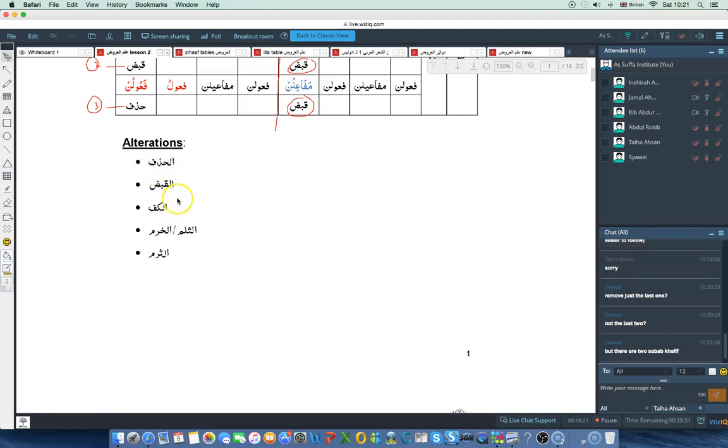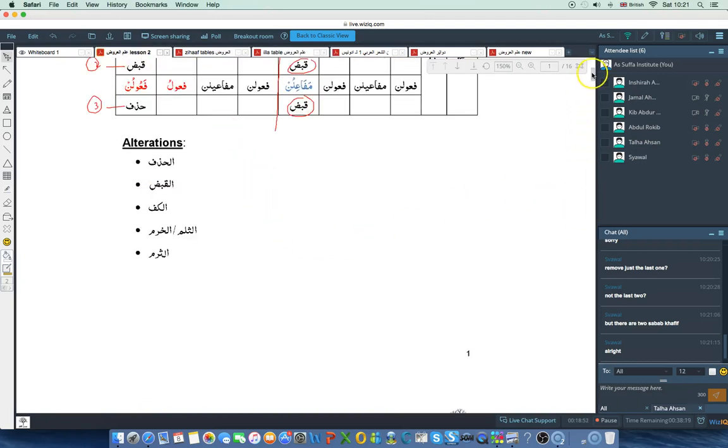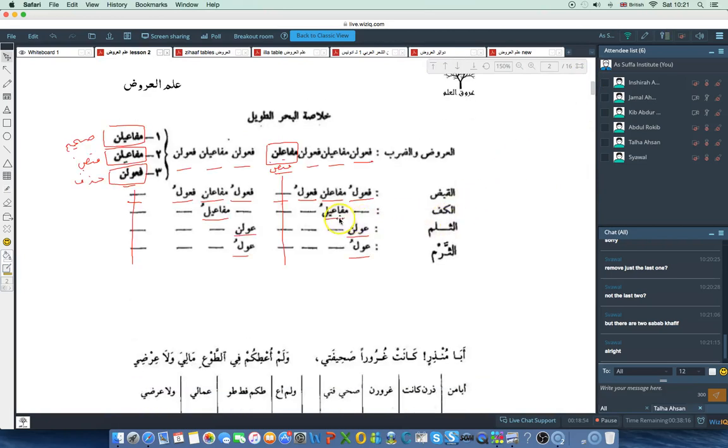So if you look over here, al hadaf, you remove the last one. Now, what you do is mafa'i is on the pattern of fa'ulun. So instead of writing mafa'i, you write fa'ulun. So now, whenever sabab khafif is removed from mafa'ilun, instead of saying mafa'i, we're going to say fa'ulun. So going back to this then, if you look over here, mafa'i, yeah, that's the change.